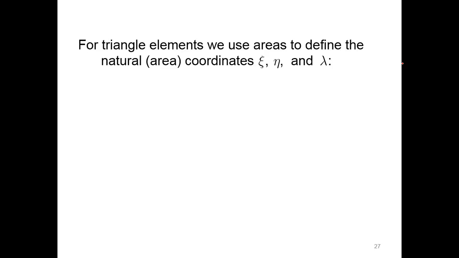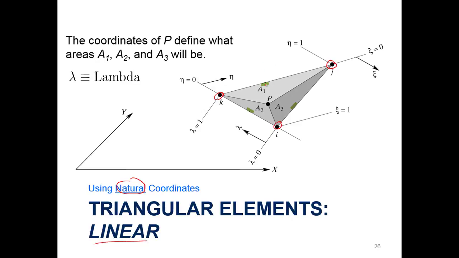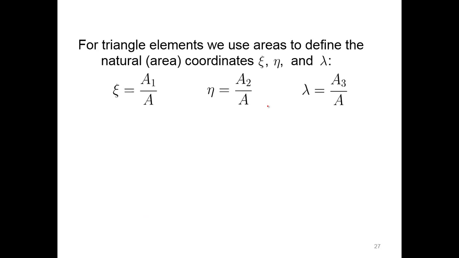All right, so for our triangular elements, we use areas to find the natural area coordinates. So we have chi as our area 1 divided by the overall area of the triangle. So let's go back here and highlight that. Here's area 1. That area is made up between nodes K, P, and J. P is at the geometric center of our element. And then area 2 is I, K, and P. Area 3 is I, J, and P. So that's where we're coming from for these A's that we see in the numerator.